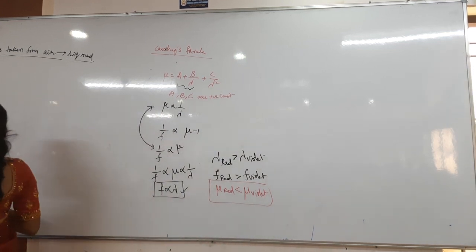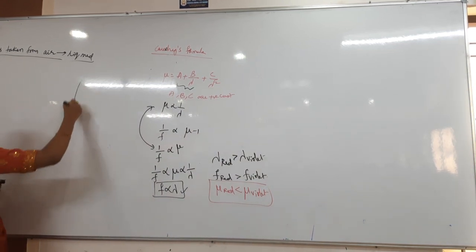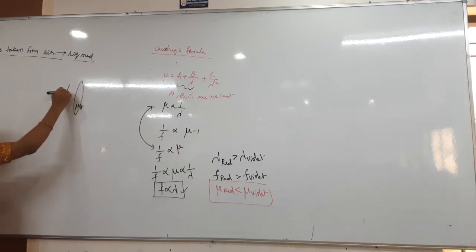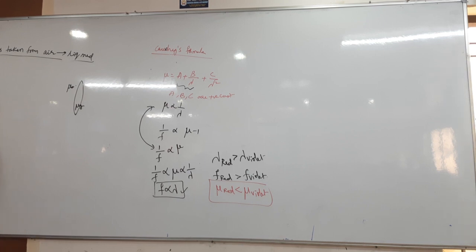So now, first of all, I have taken a lens of refractive index mu g, taken in the air medium, mu a. Then what is the focal length? 1 by f_a equals, in the air, what can I write here? Mu g by mu a minus 1 into (1 by R1 minus 1 by R2). Is that correct? Yes.